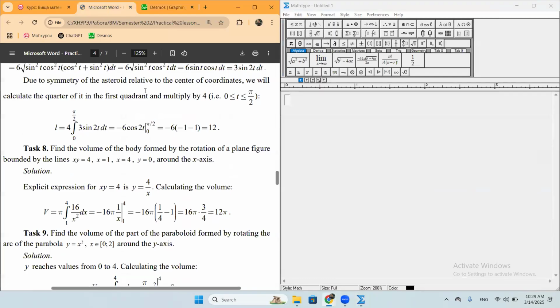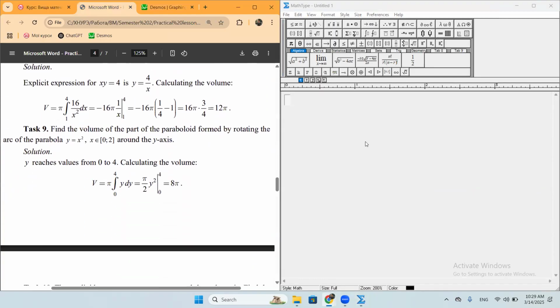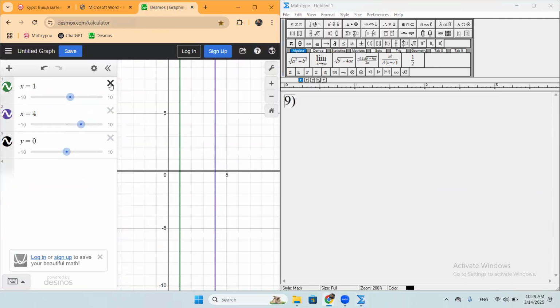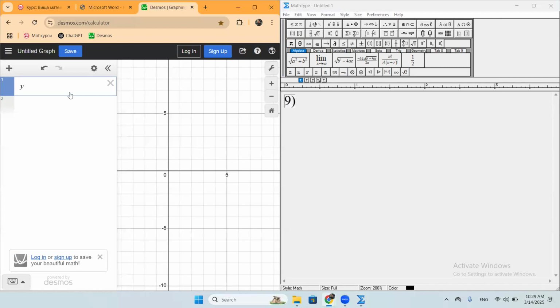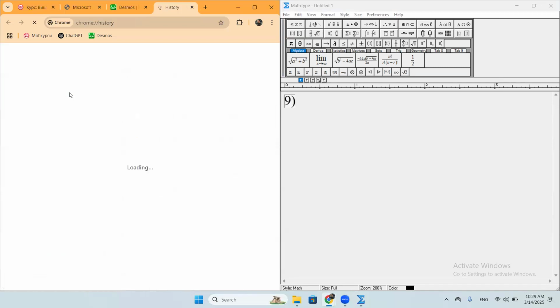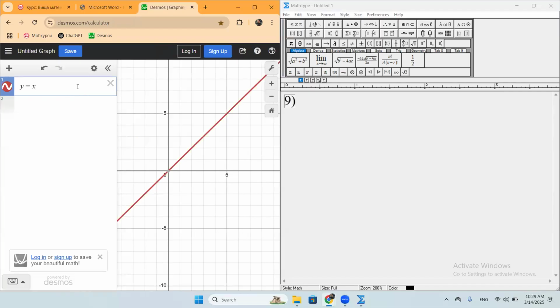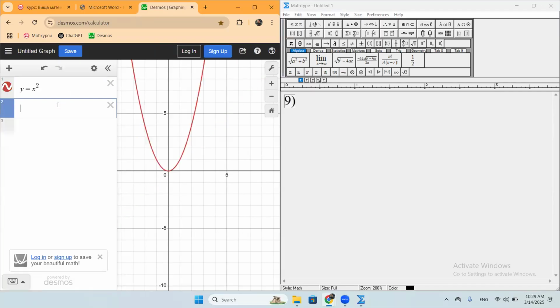So we have the following exercise. Exercise 9, we need to calculate the volume of the part of the paraboloid formed by rotating the arc of a parabola y equals x squared around the y-axis. So let's plot it. So y equals x squared. Different hotkeys for MathType and for Desmos. And here I will specify the values, so x from 0 to 2.